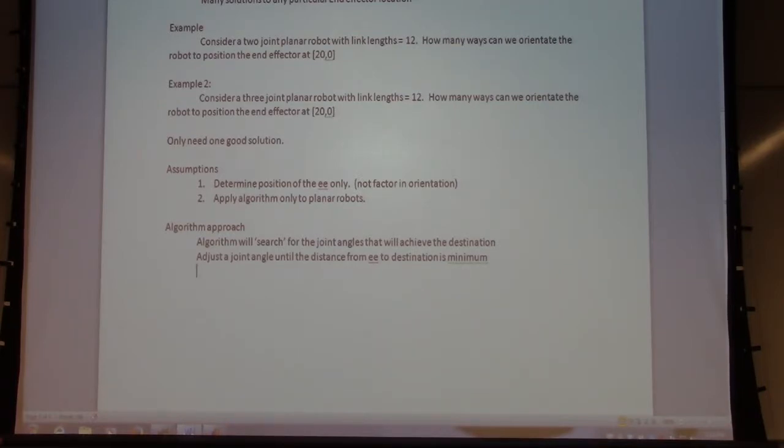Then we're going to move to a different joint and do the same thing, right? So, move to a different joint and adjust for the same effect. And we're going to keep on doing this until we actually get that end effector sitting right on top of the destination.